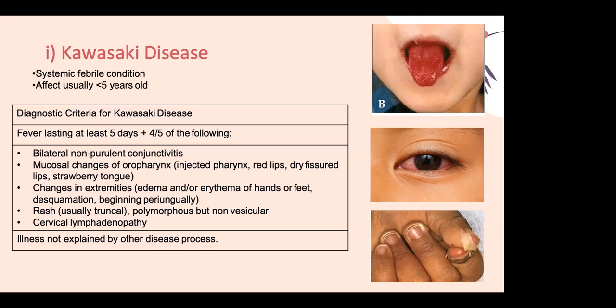Okay. And then E for edema in extremity, or erythema. And also the extremity can have periungual desquamation. And then for M, mucosal changes of the oropharynx, such as injected pharynx, red lips, dry fissured lips, and strawberry tongue. Okay, so Kawasaki disease is usually a clinical diagnosis.